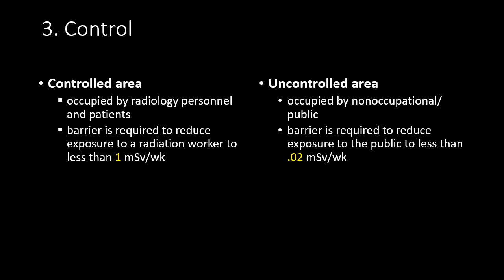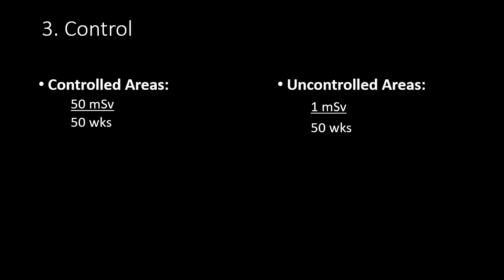On the uncontrolled area, we're going to have that barrier to reduce exposure to the public to less than 0.02 millisievert per week. So how we get that: the controlled areas are based upon the annual dose limit for radiographers, which is 50 millisievert. We work a total of 50 weeks in a year, so that figure comes out to being 1 millisievert per week. When we look at the uncontrolled areas, we have 1 millisievert being the annual dose limit for the non-occupational worker, divided by 50 weeks, and we go with a value of 0.02 millisievert per week then.